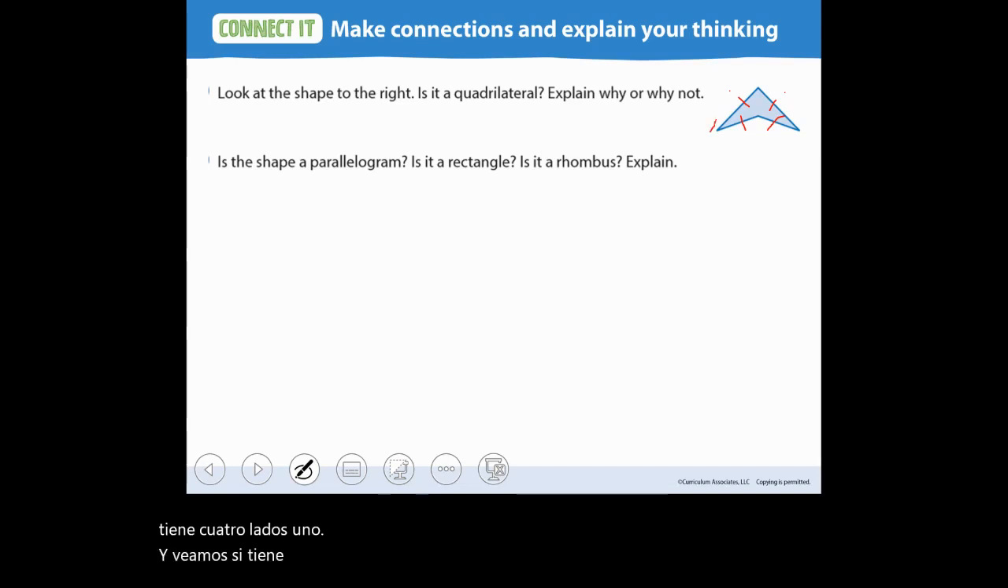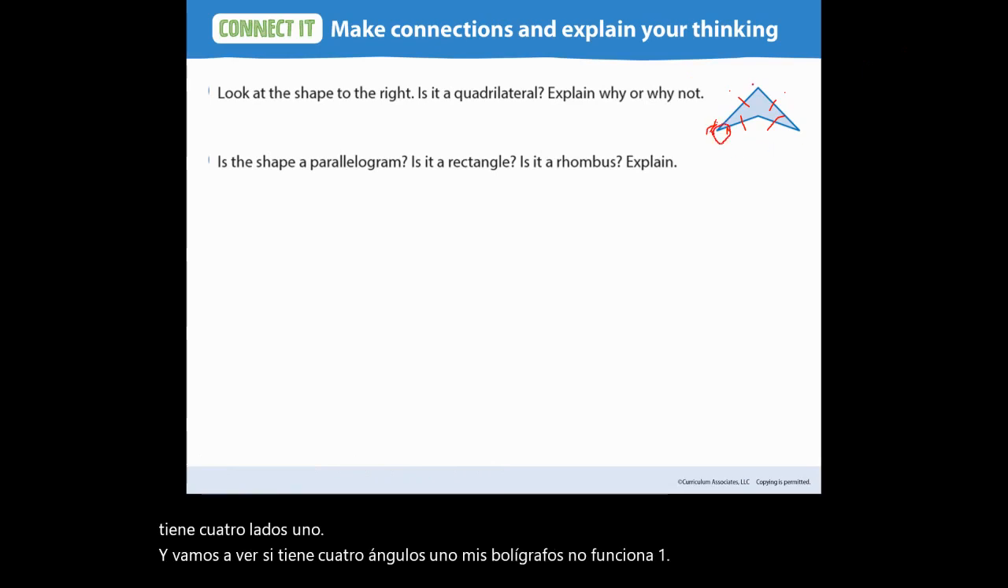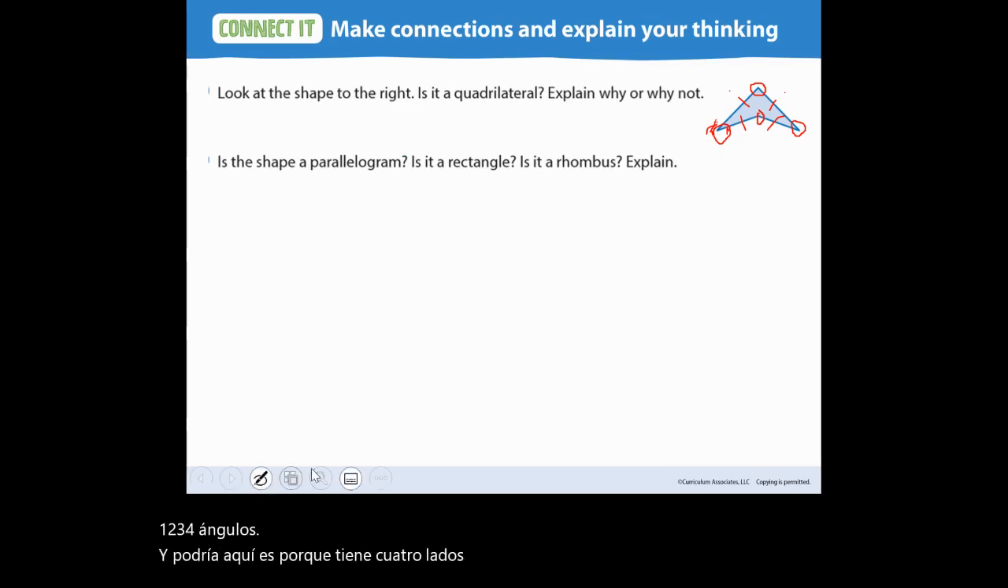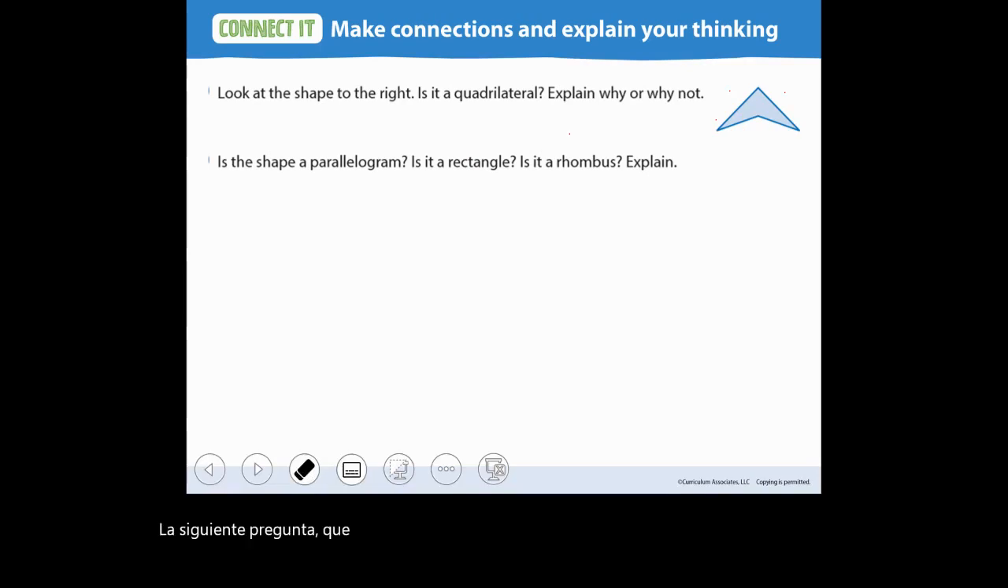1, 2, 3, 4 angles. So it is. And I could write here, it is because it has four sides and four angles. Is this shape a parallelogram? Is it a rectangle? Is it a rhombus?